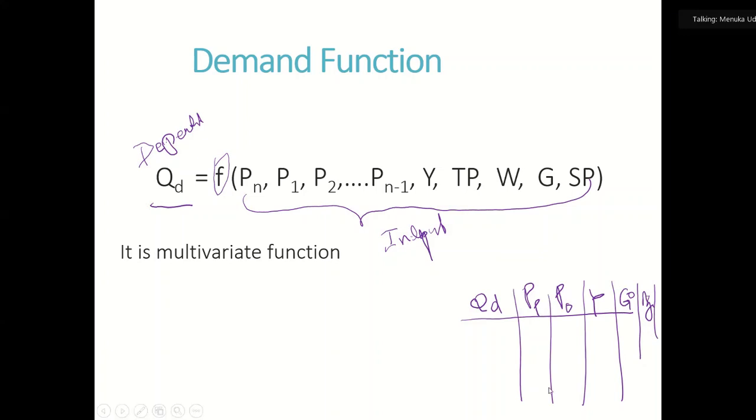For example, we can analyze what would happen if the price of potatoes goes up by 5%. You would expect the demand to go down. Right? You can estimate that.